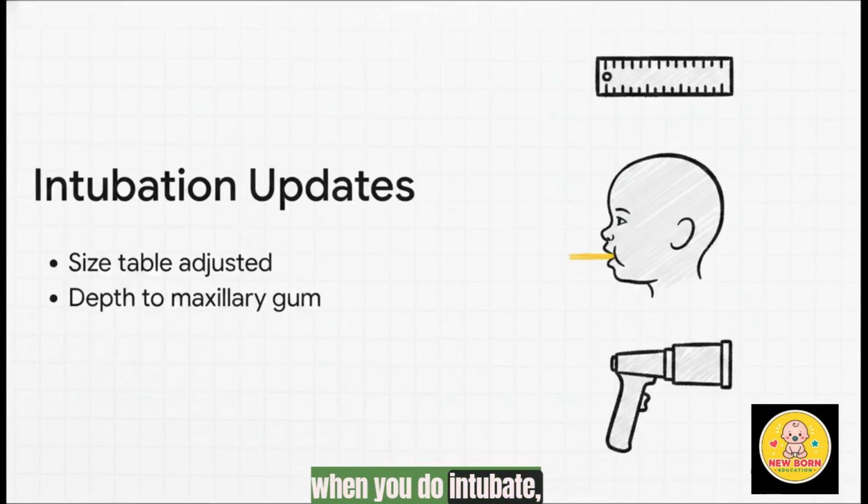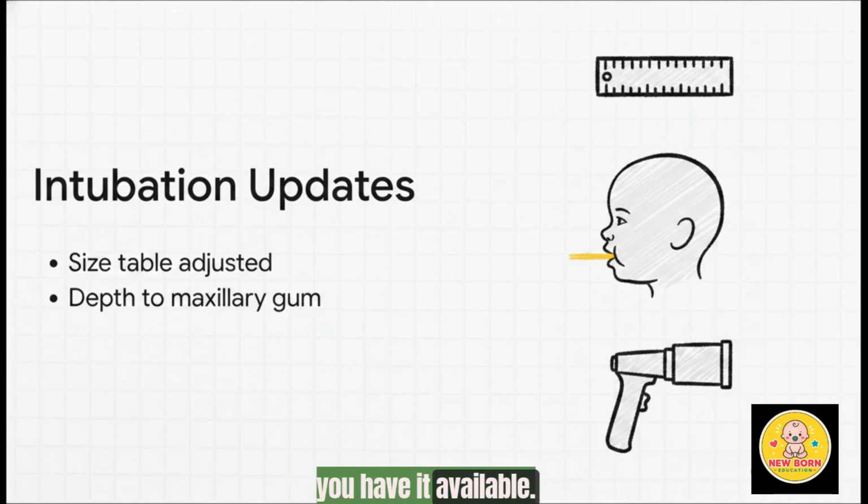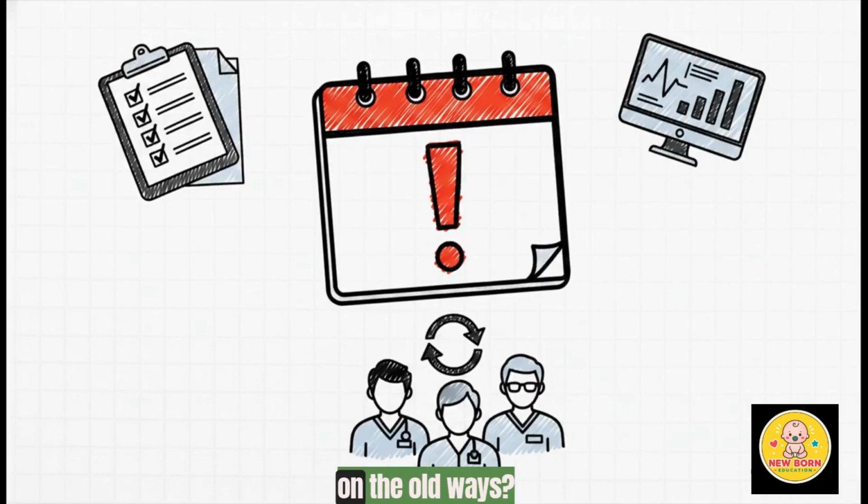Now, when you do intubate, there's a very specific tweak to your technique. Your anatomical landmark for measuring the tube depth has shifted. You now measure to the anterior edge of the baby's upper maxillary gum, right in the midline, tip to gum. It's highly specific to keep us out of that right main stem. Also, the guidelines now officially recommend using video laryngoscopy if you have it available. Better visualization means higher first-pass success rates. Simple as that.